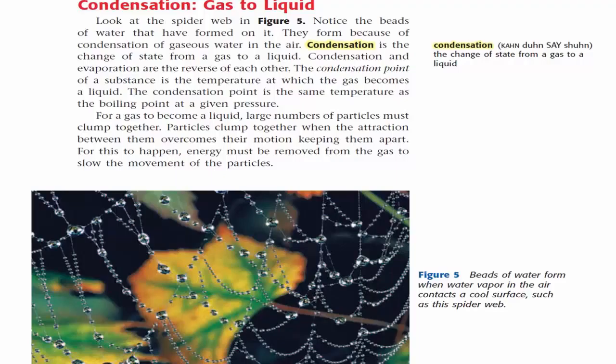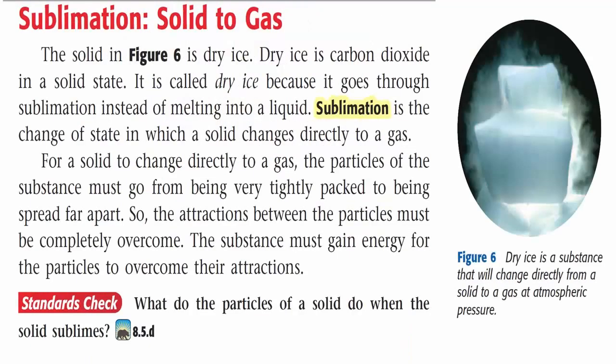For gas to become a liquid, large numbers of particles must clump together. Particles clump together when the attraction between them overcomes their motion, keeping them apart. For this to happen, energy must be removed from the gas to slow the movement of the particles.